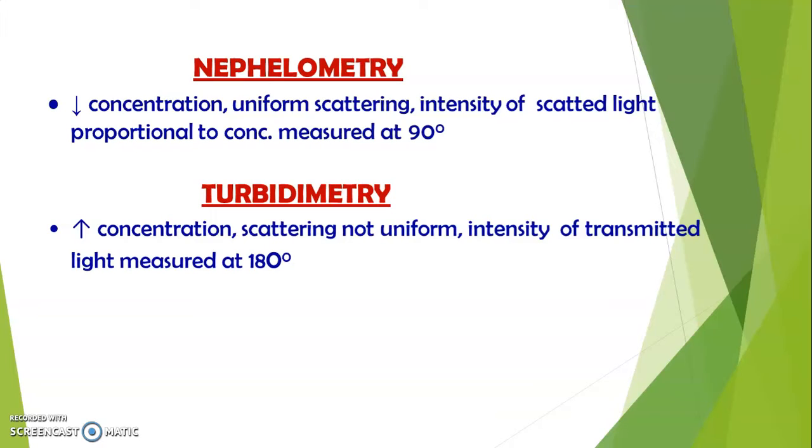In nephelometry, at decreased concentration, scattering is uniform, the intensity of scattered light is proportional to the concentration and measured at 90 degree. While in turbidimetry, at increased concentration, scattering is not uniform, and the intensity of transmitted light is measured at 180 degree.